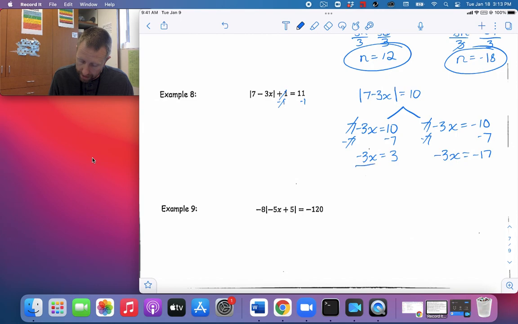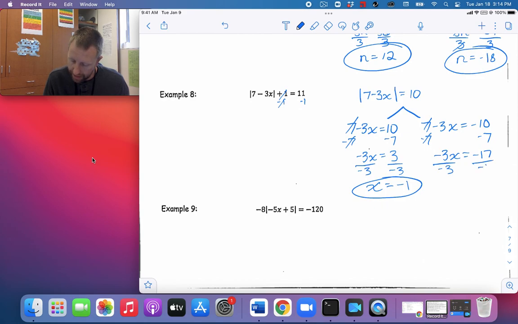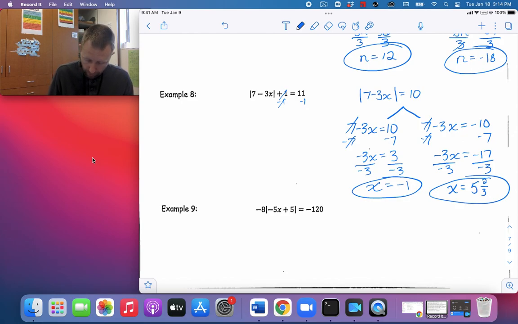And then I'm going to divide both sides by negative 3. A positive divided by a negative is a negative, so I've got x equals negative 1 as one of my answers. But then the other one, when I divide by negative 3, a negative divided by a negative, so negative 17 divided by negative 3 is a positive, and 3 goes into 17 5 times with 2 left over. So 5 2/3.